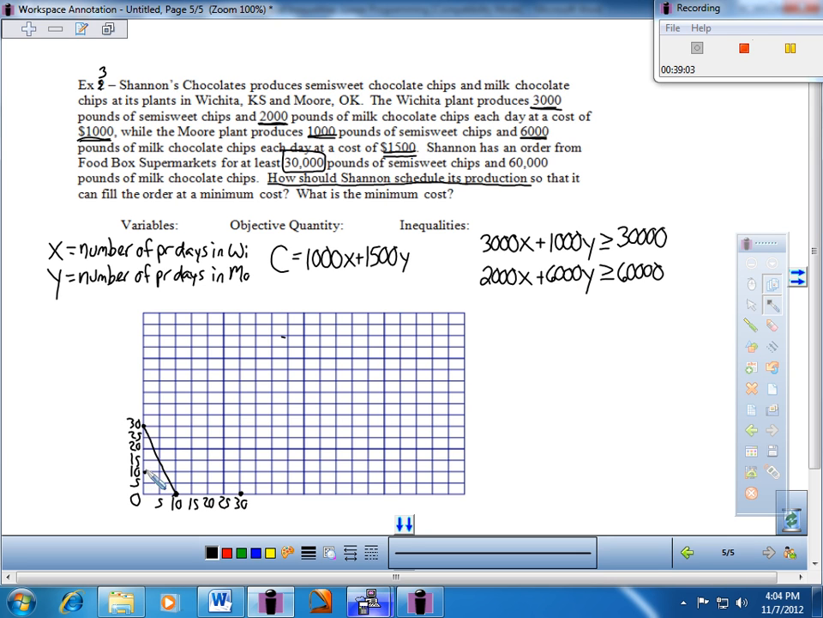Okay, and it looks like we've got the same deal going on here. Looks to be this piece right there. Okay, looks great. We have to decide above or below. Put in 0 and 0 into this inequality. I would get 0 greater than or equal to 60,000. And of course, that makes no sense whatsoever.